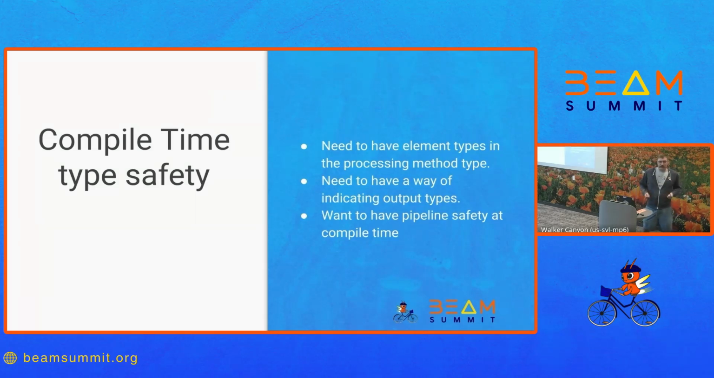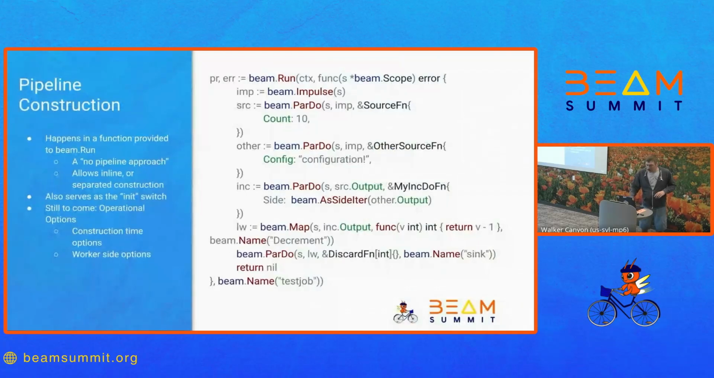Basically, this largely entails us needing to know the element types in the processing method properly and be able to validate the output types correctly and have all this available to the compiler. Pipeline construction ultimately then kind of fell out and looked like this.